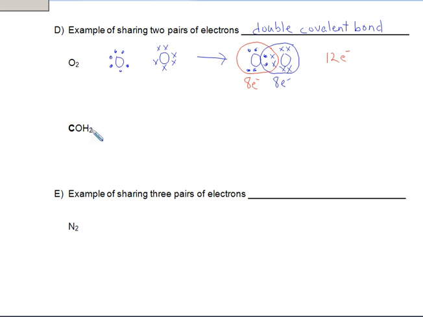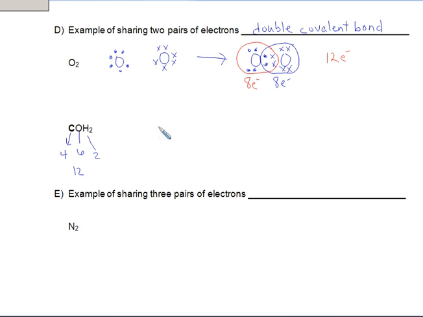Let's take a look at this compound here. This is formaldehyde. And let's take a look at what is happening in this case. We have 4 valence electrons from the carbon. We have 6 coming from the oxygen and a total of 2 coming from the hydrogens. So we have a total of 12 valence electrons available.